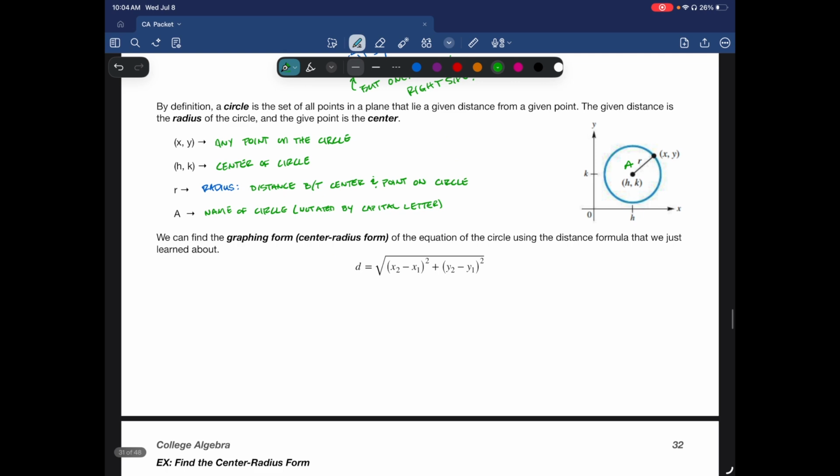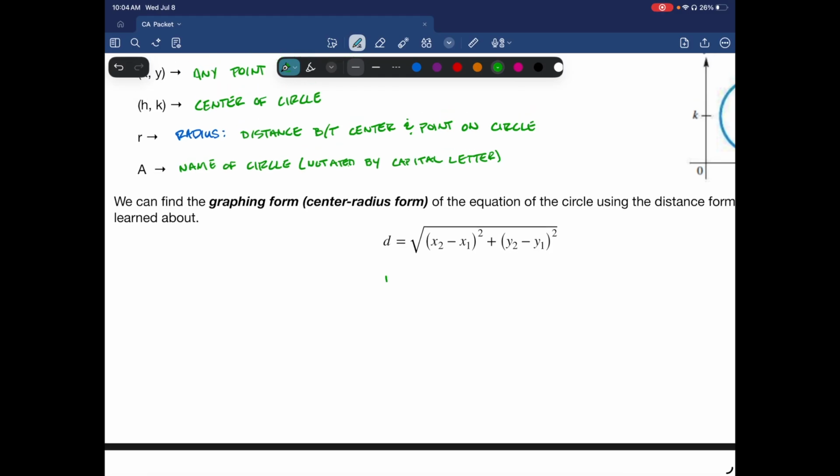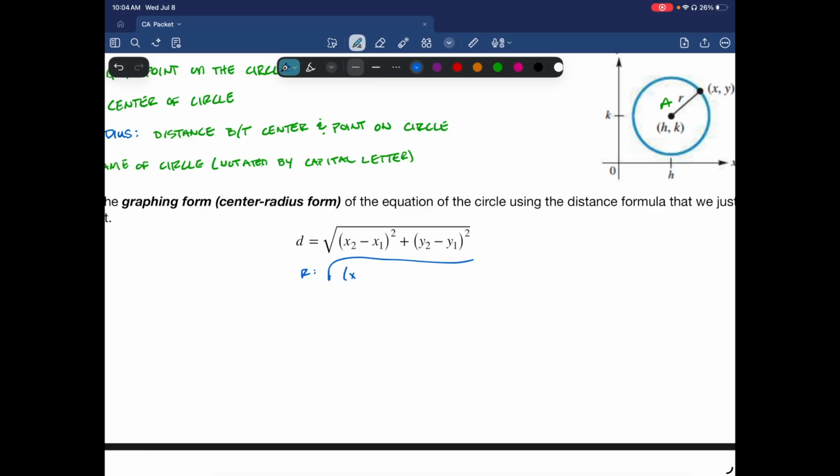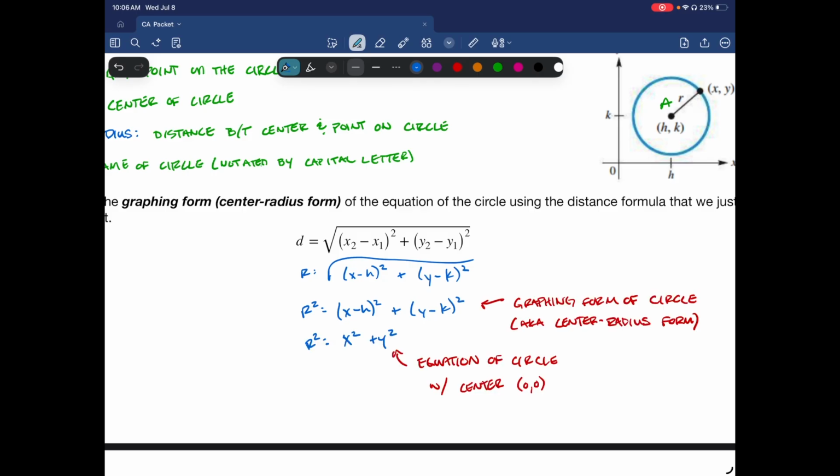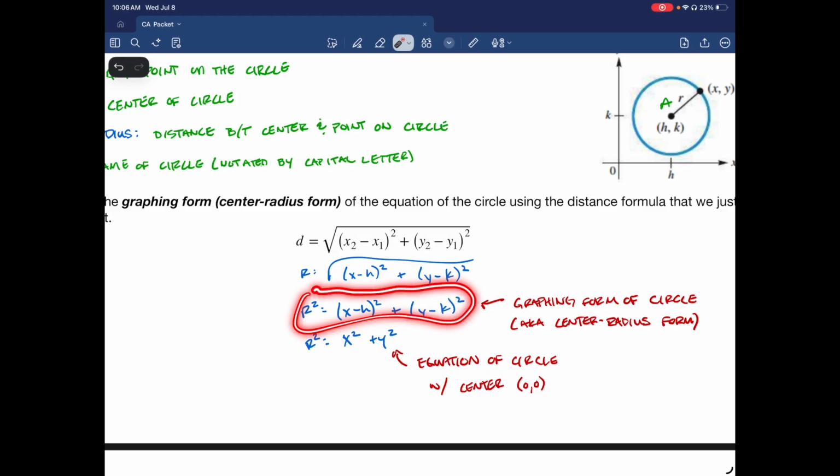Okay, so using the distance formula, we're going to create the equation of a circle. So the distance from the center to the point on the circle is r, so r equals the square root of the distance between x and h, so I got x minus h squared plus y minus k squared. All right, so if I square both sides, I get r squared equals x minus h all squared plus y minus k all squared. Okay, so this one is my graphing form of a circle, aka the center radius form. So this works for any circle, whether it's at 0, 0 or not. But if it is at 0, 0, I can write my equation like this.